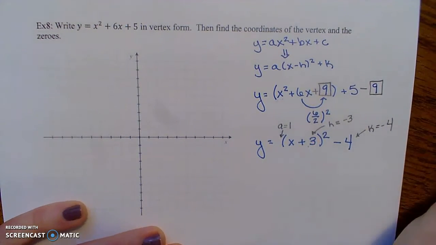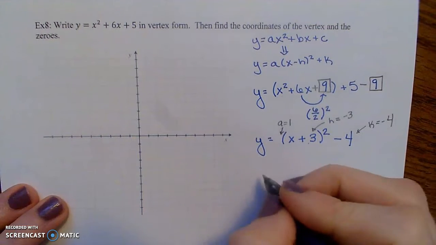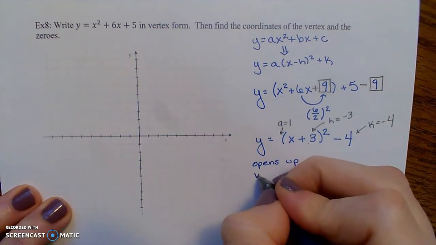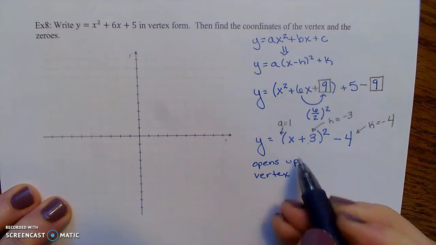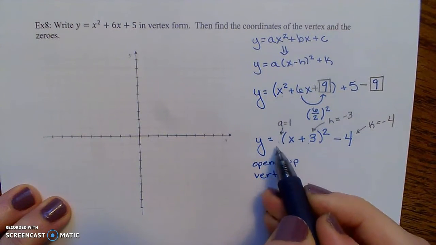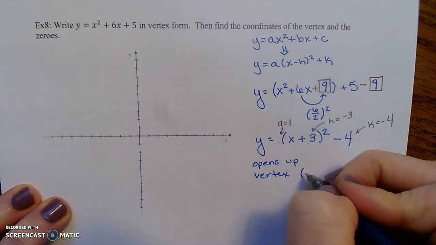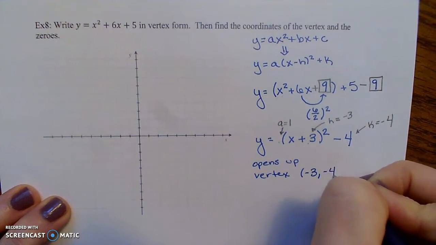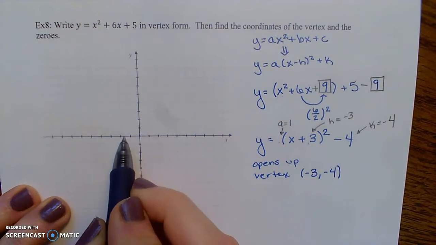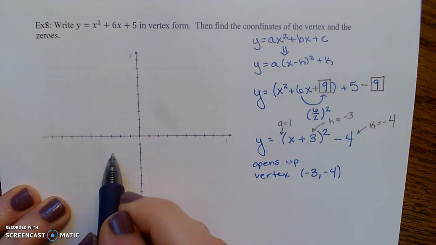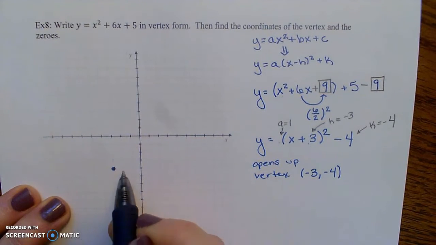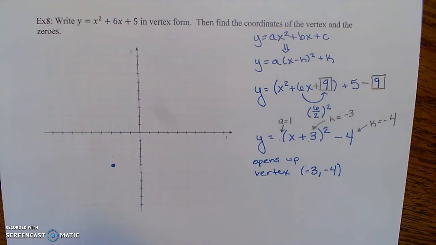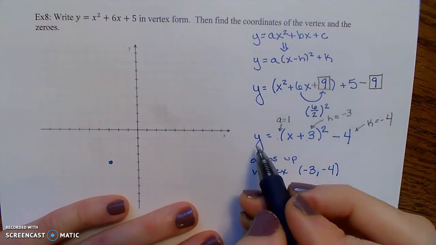is now negative 4. So now I know that my graph is going to open up. My vertex, oh, and it opens up because this coefficient 1 is positive. The vertex is the opposite of this number, so negative 3, negative 4. So negative 1, 2, 3, 1, 2, 3. So there's my vertex. It's going to open up, so I will find two x-intercepts. Let's go ahead and solve for them.